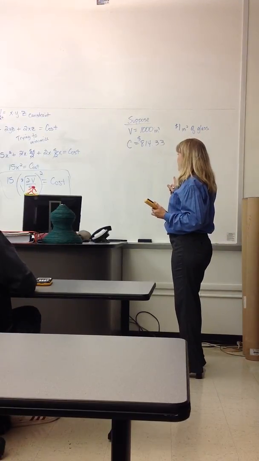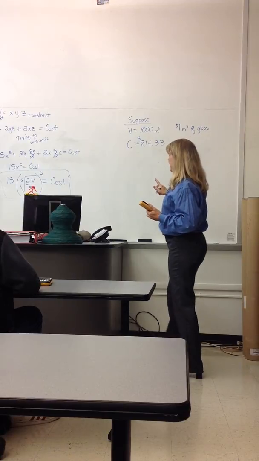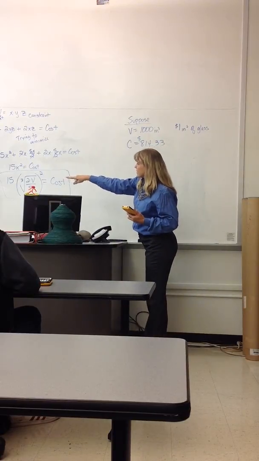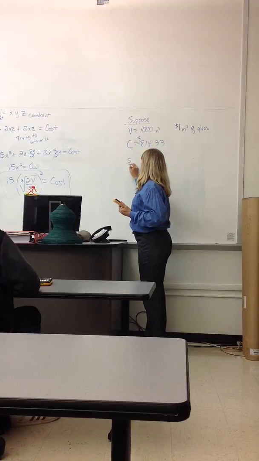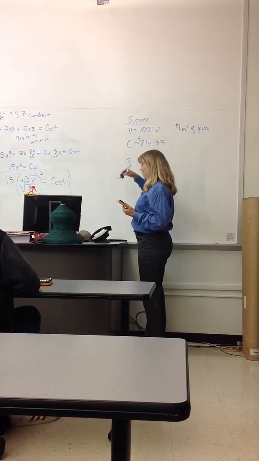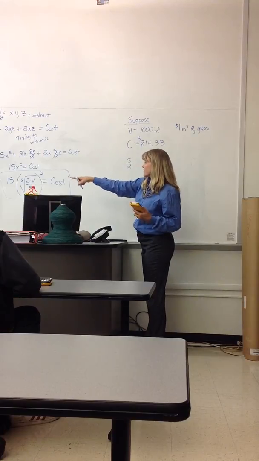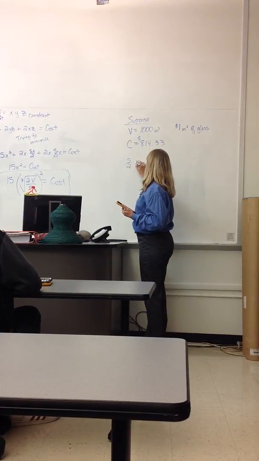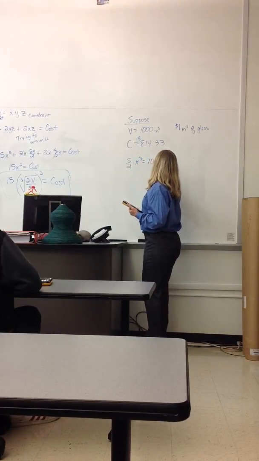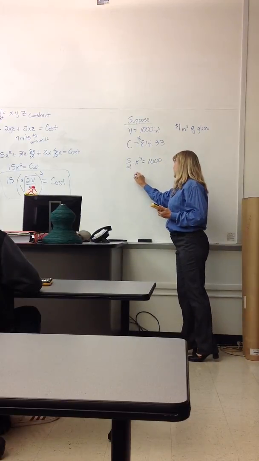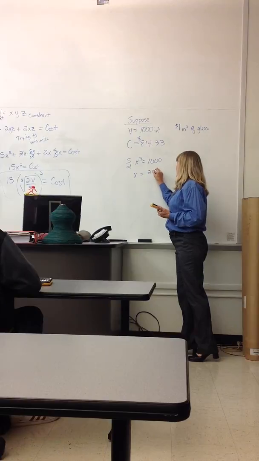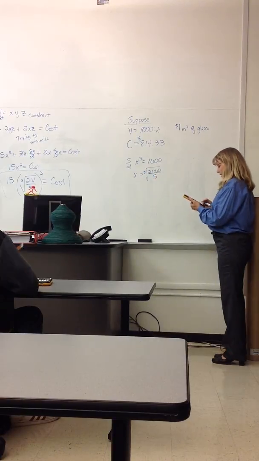All right, how to test that that's a minimum cost then? I'm going to go back to my relationship that x equals y and z equals 5/2 of that, so that gave us 5/2 x cubed equals volume. And I want my volume to be 1,000. So x is 2,000 divided by 5. You do that.